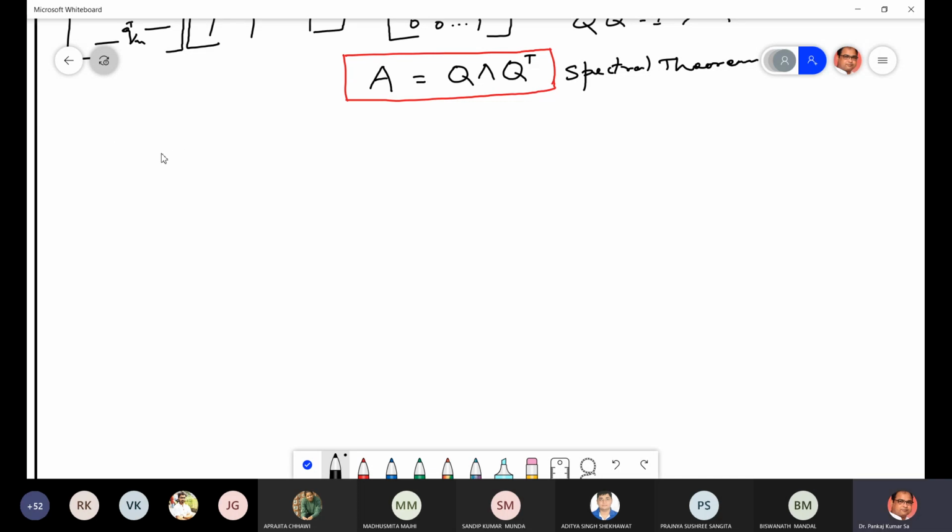Let us prove something. Let us say Sx is equal to lambda x. That is one eigenvector x. And let us also consider another eigenvector, Sy is equal to 0 times y. Well, eigenvalues could be 0, so no issue with that. I have two eigenvectors x and y.